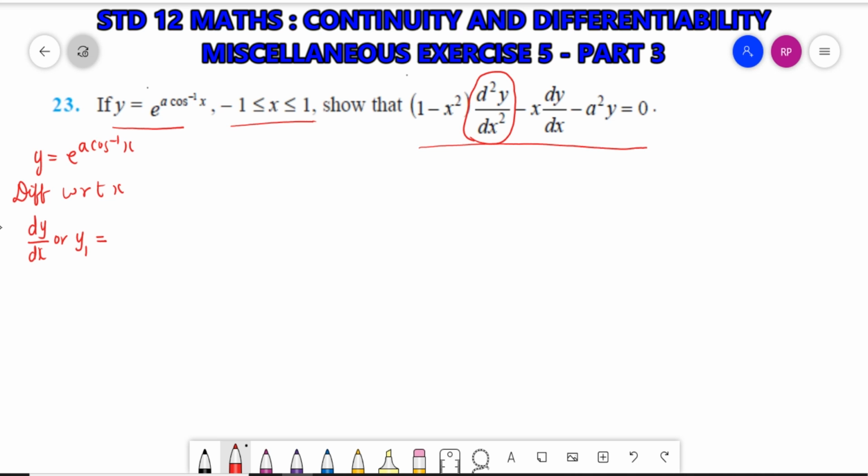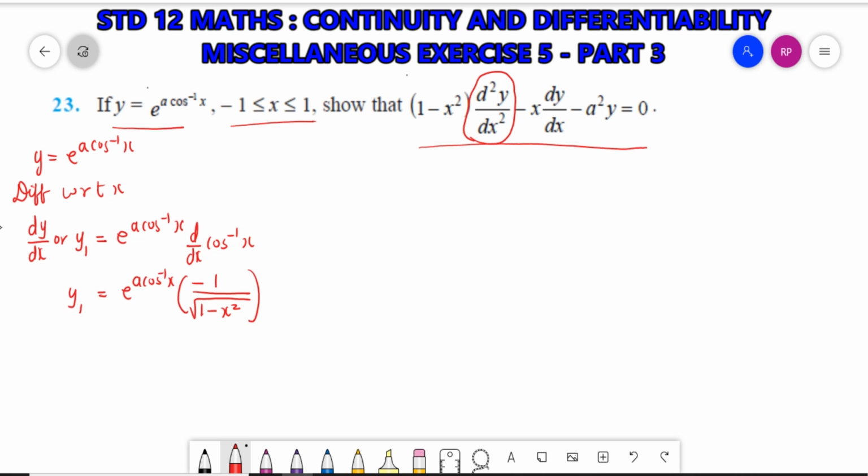Derivative of e raised to x is e raised to x. So e raised to a cos inverse x into d by dx of cos inverse x. Okay, so this will be e raised to a cos inverse x into the derivative of cos inverse x, which is minus 1 upon root of 1 minus x square.